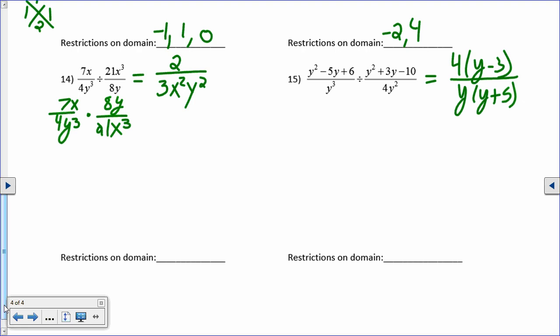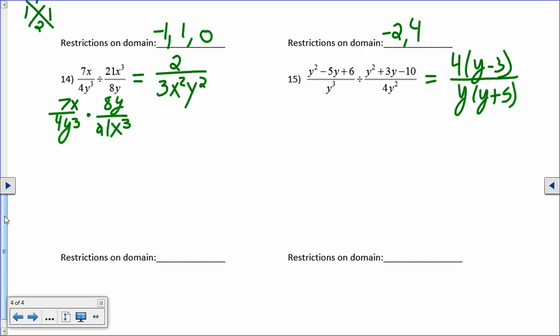For the first one, did everybody at least get that far? Yeah. KCF? And you should notice that you could cancel x's and y's. So then the x and the y in the numerators cancel out, leaving you with only y squared and x squared in the denominator. And you can also cancel the 7 and 21 and the 8 and the 4. So that's why the 8 and the 4 leave you with just a 2 in the numerator, and then the 7 and the 21 cancel, leaving you with only a 3 in the denominator.